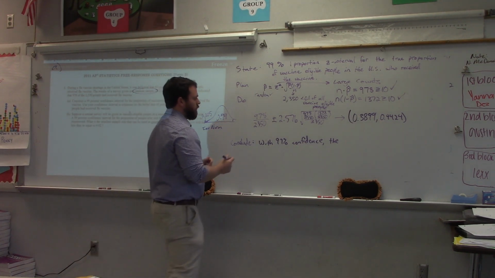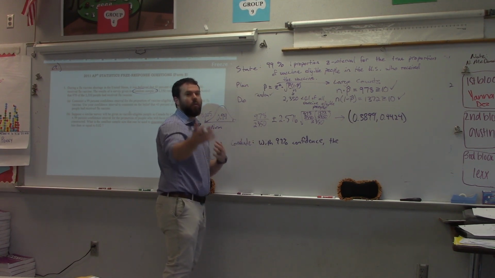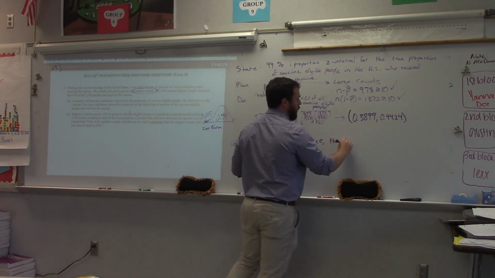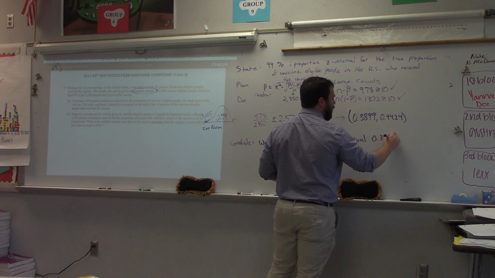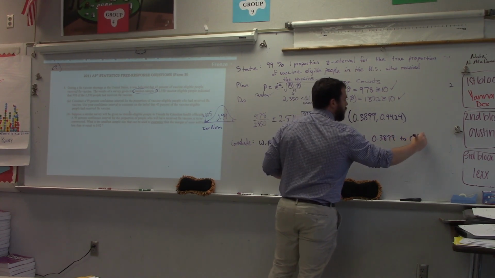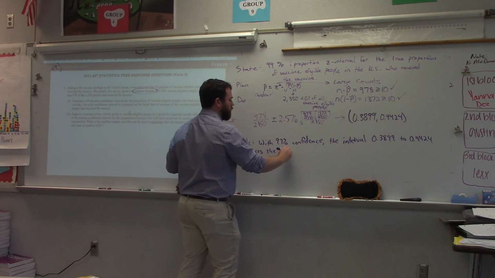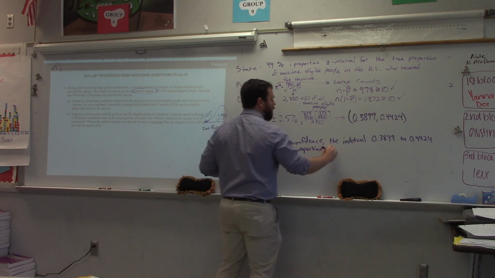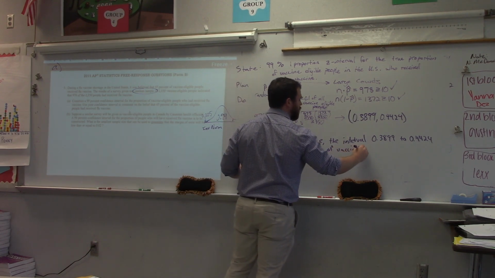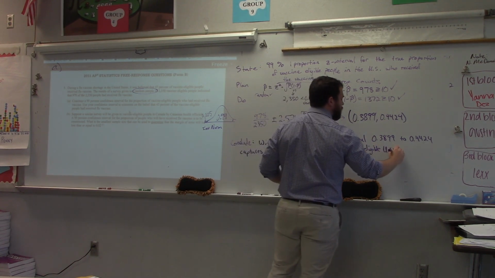With 99% confidence, you can start with the interval captures the parameter, or give the context first and then the interval captures it. I'll do this because it follows the book format. So the interval 0.3899 to 0.4424 captures the true proportion of vaccine eligible US people who got the vaccine.